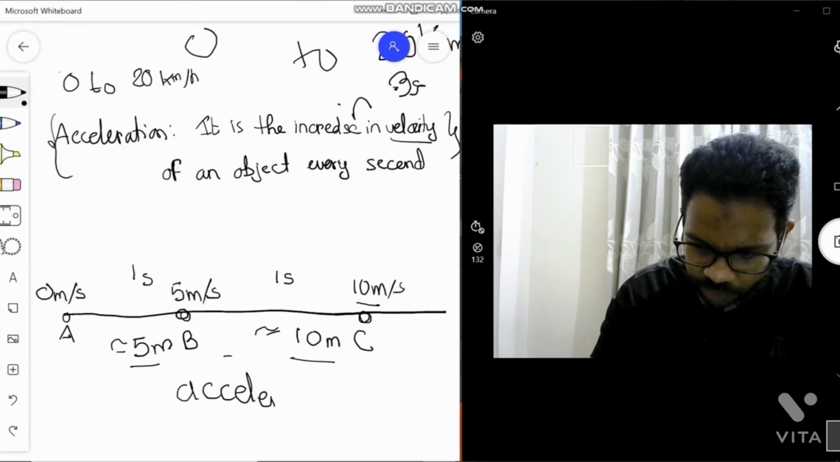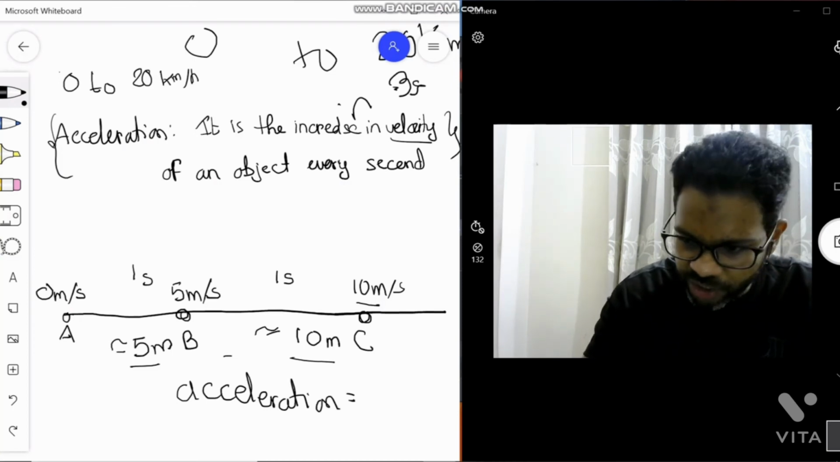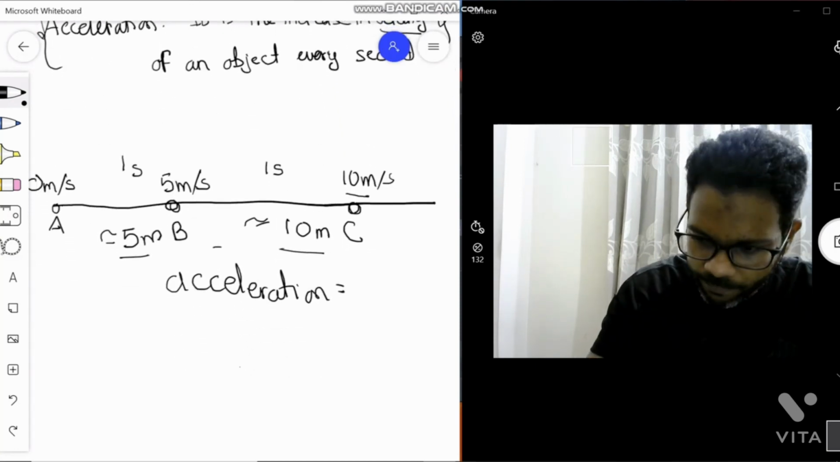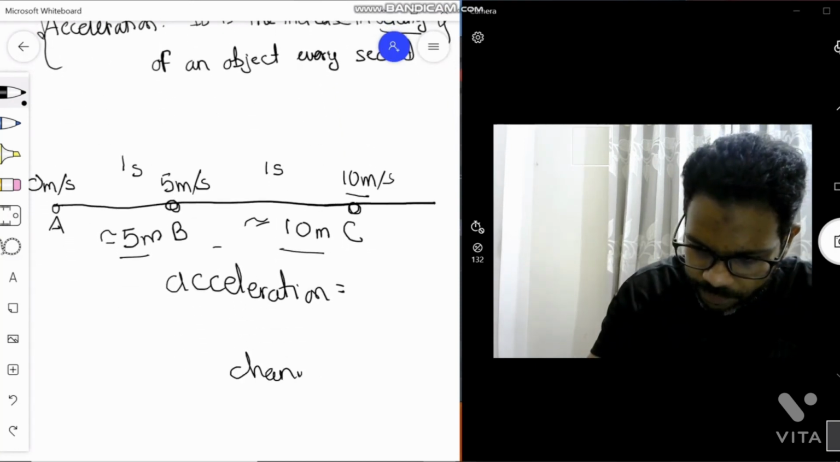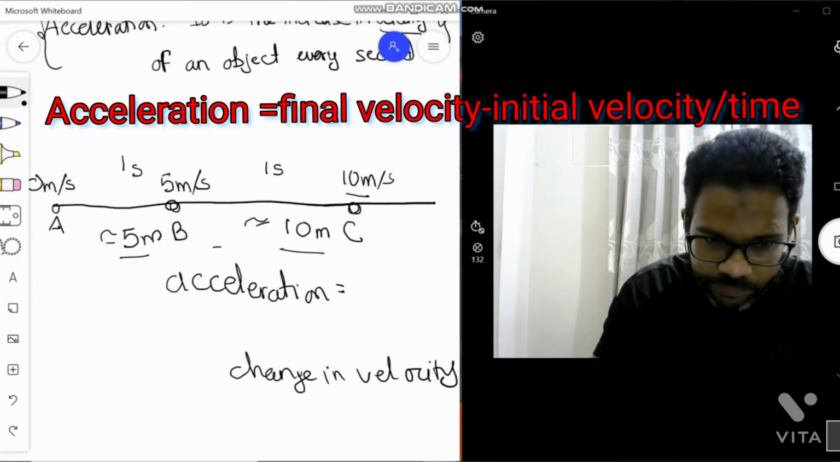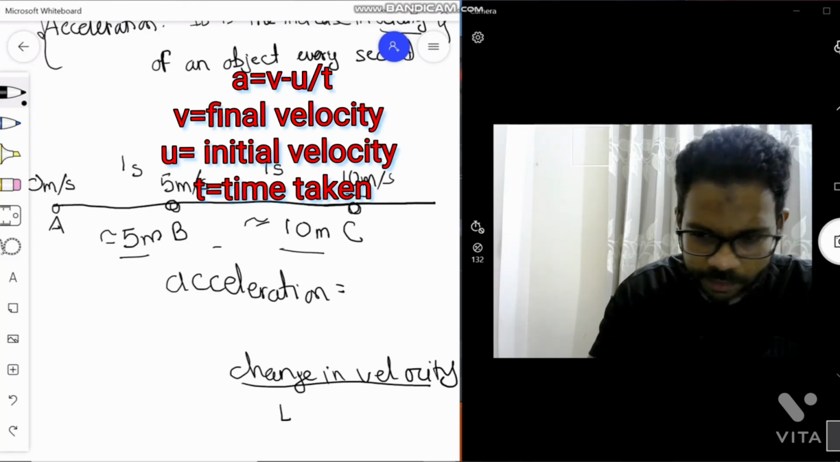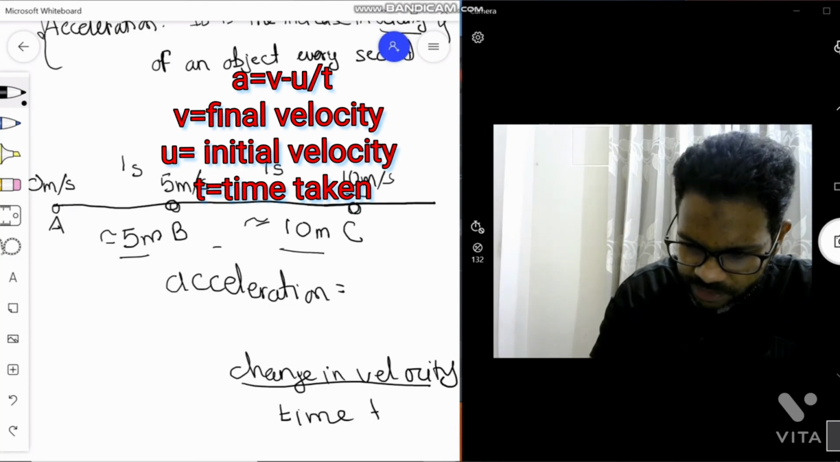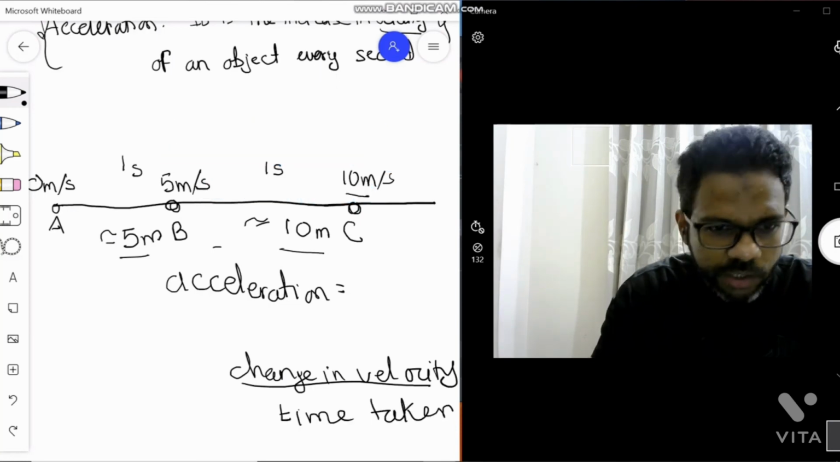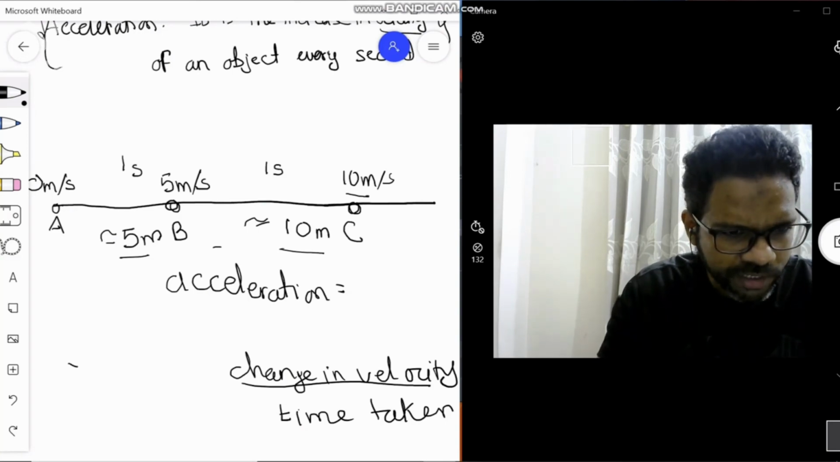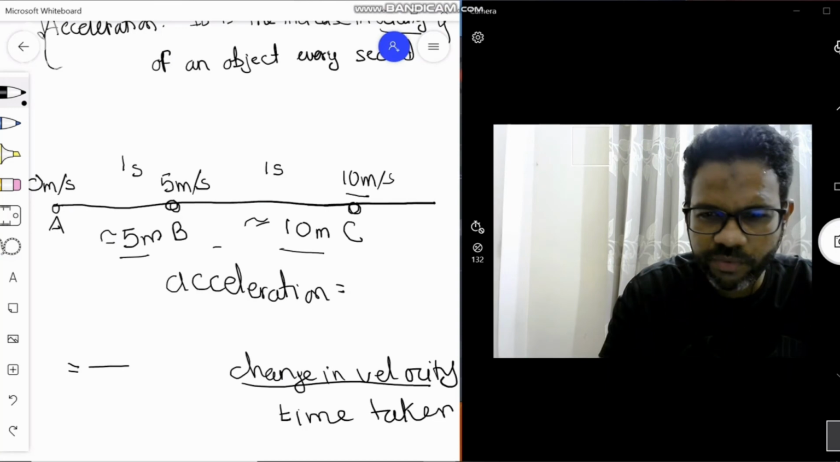Let me just write it down for you. Using the equation, change in velocity of the object divided by the time taken for the velocity to change. So for this particular diagram that we have drawn here, if we write the change in velocity, how much is the change in velocity for the object?